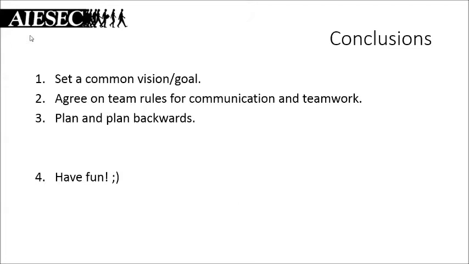So to conclude our training, here are the main learning points. Make sure that your team has a common vision and a goal. Agree on team rules and communication rules and make sure that you follow them. Plan and always plan backwards. And most importantly, have fun.